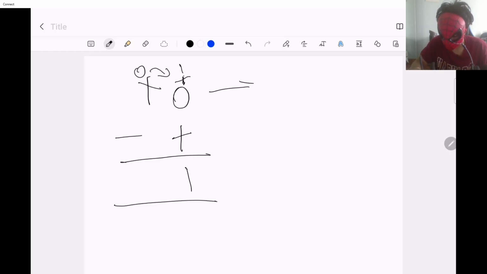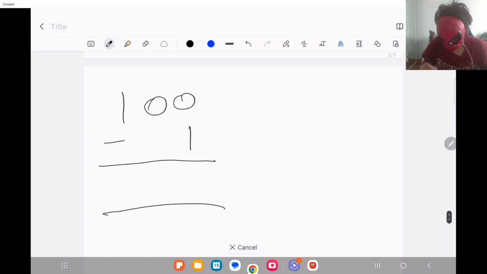Let's convert these numbers to decimal to see if our answer is correct. So 1, 0 in binary is equivalent to 2 in decimal. And 1 in binary is equivalent to 1 in decimal. So 2 minus 1 is equal to 1. So these answers match.